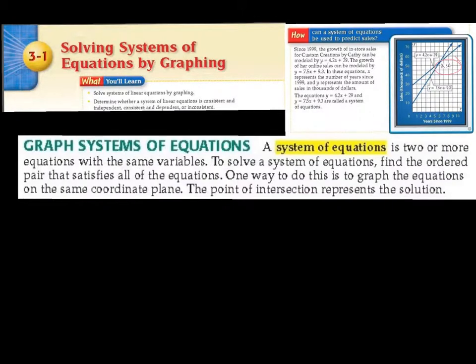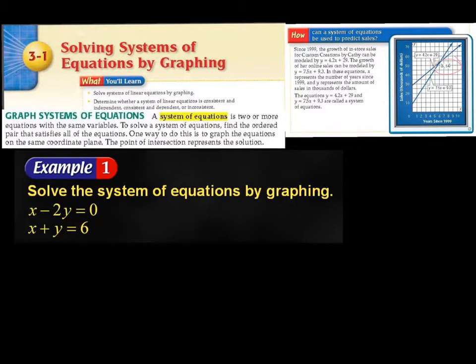A system of equations is two or more equations with the same variables. To solve a system of equations, find the ordered pair that satisfies all of the equations. One way to do this is to graph the equations on the same coordinate plane. The point of intersection represents the solution. Solve the system of equations by graphing.